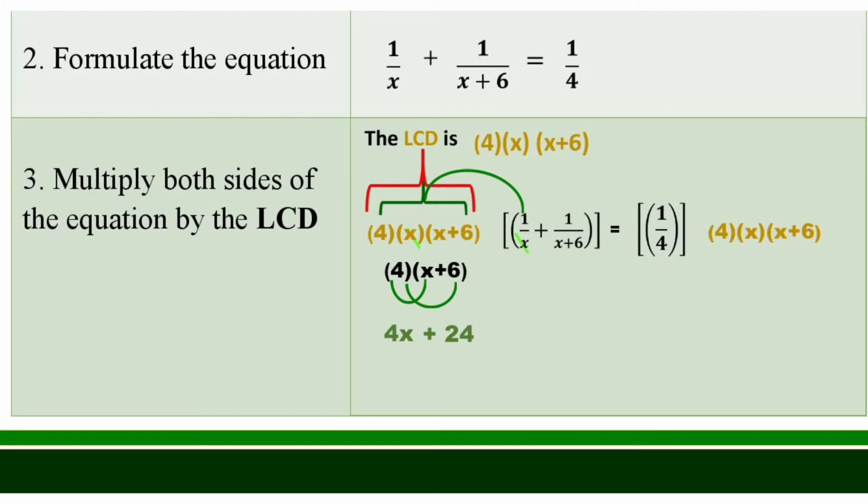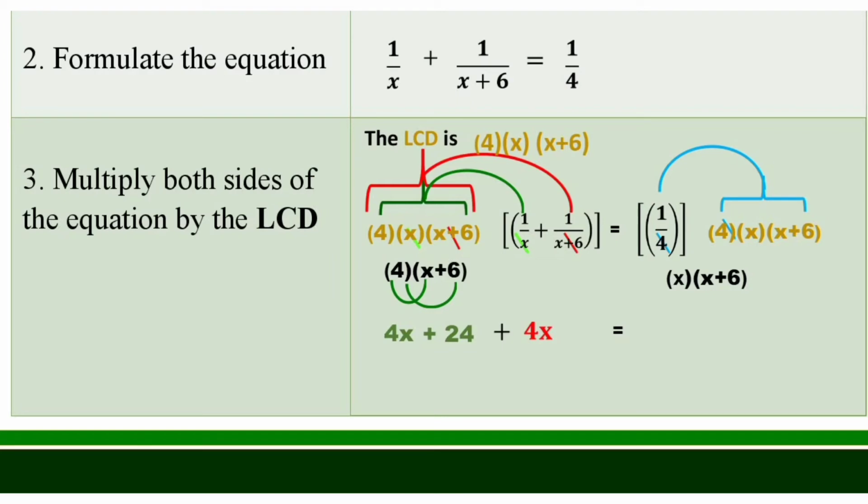Next, we are going to multiply the LCD times 1 over x plus 6. So what we are going to do is cancel x plus 6 first. Then the product is 4x. So we have 4x plus 24 plus 4x. Then equals, same, class, the LCD times 1/4. Then we can also cancel 4. Then the remaining is x times x plus 6.